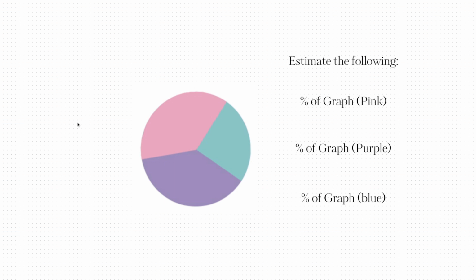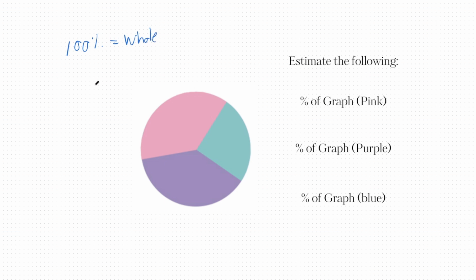One thing you're going to have to learn is how to estimate a percentage. So take a look at this circle graph. Notice we have three colors: pink, purple, and a turquoise, or we'll call it blue. We want to estimate what percentage of the graph is each color. Now, again, we know that 100% is the entire amount, the whole thing.